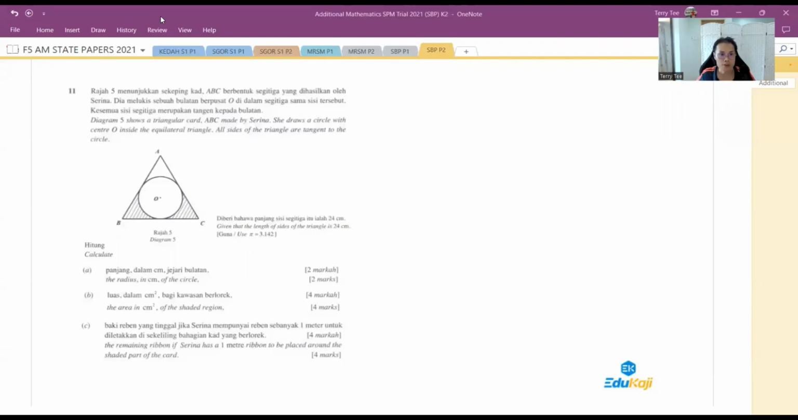Okay, moving on, question number 11. This is a circular measure question, Form 5, Chapter 1. The diagram shows a triangular card ABC made by Serena. She draws a circle with center O inside the equilateral triangle. All sides of the triangle are tangent to the circle. Calculate the radius of the circle.